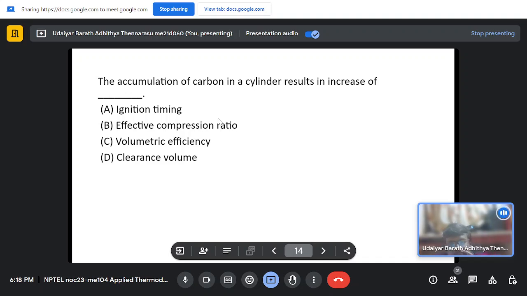So the next question is, the accumulation of carbon in a cylinder results in increase of dash. A, ignition timing. B, effective compression ratio. C, volumetric efficiency. D, clearance volume.